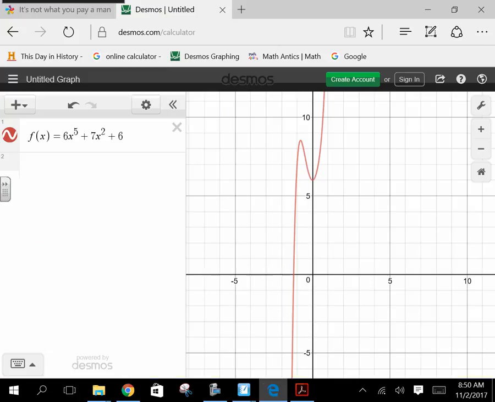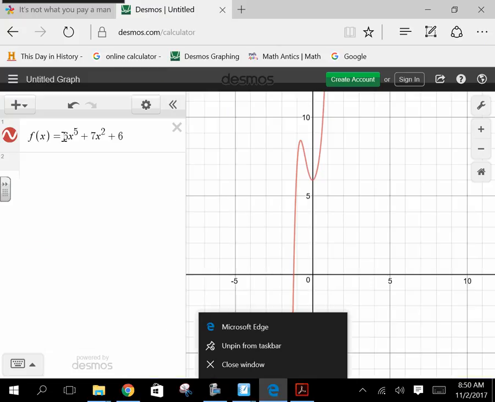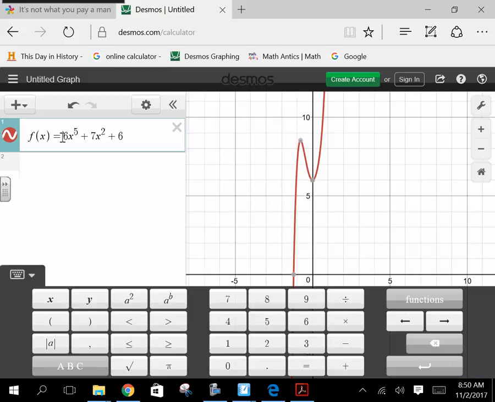Check it out. So I'm going to take the lead coefficient of 6 and make it negative, and watch it flip now. Right now, the end behavior is like this. Watch it do this. There's a negative. There it is. It flipped.